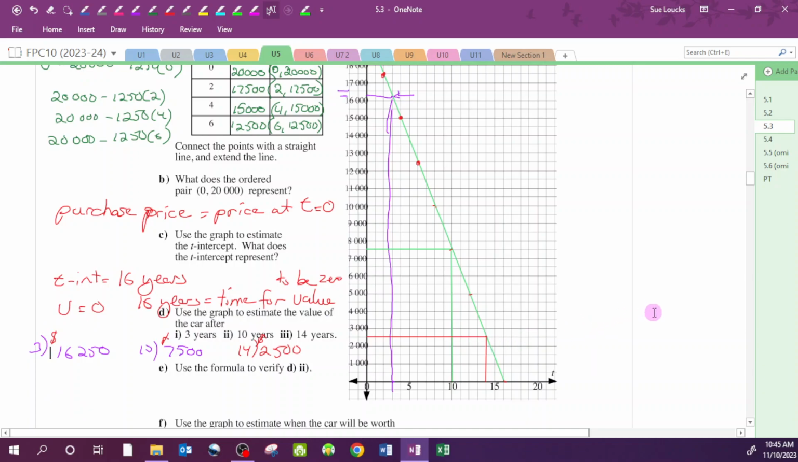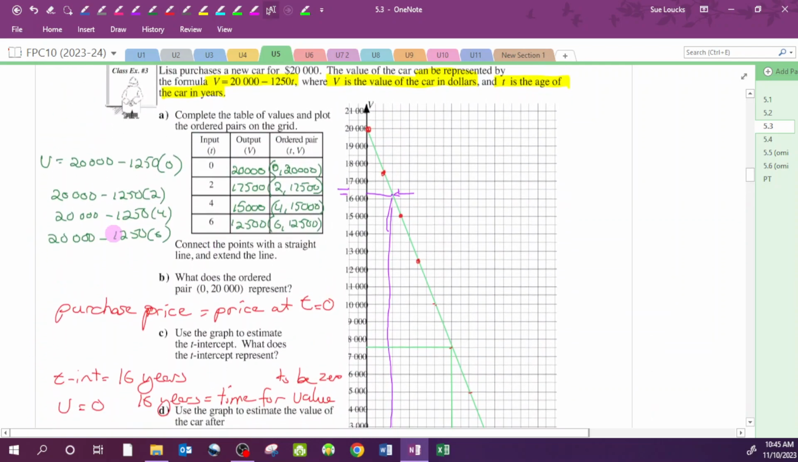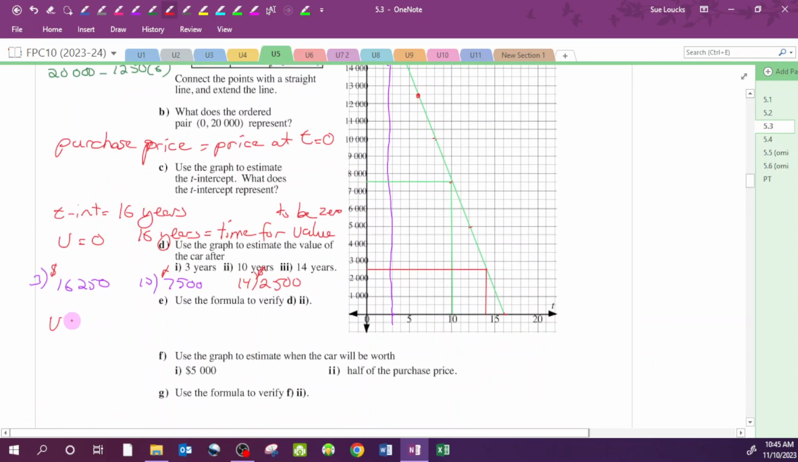Okay, all right, use the formula to verify D. So D2, which is the 10 years. The formula was V equals 20,000 minus 1250T. And if I replace T with 10, the value is 20,000 minus 1250 times 10. I get my calculator and I get 7,500. So that matched what I got on the graph.